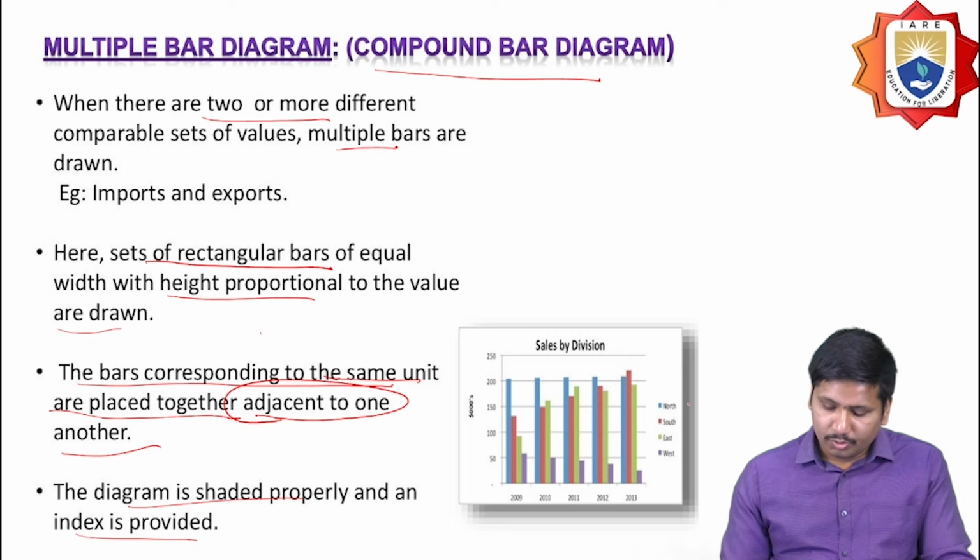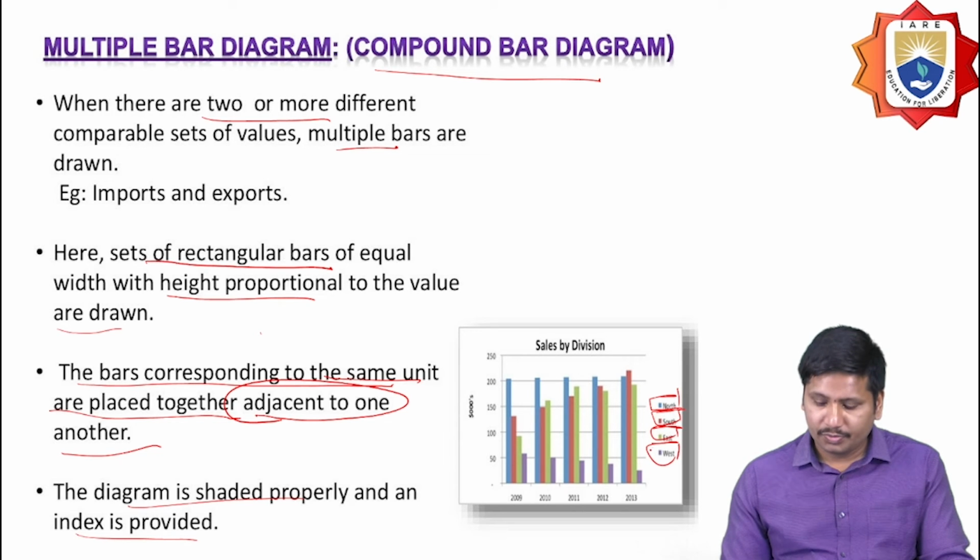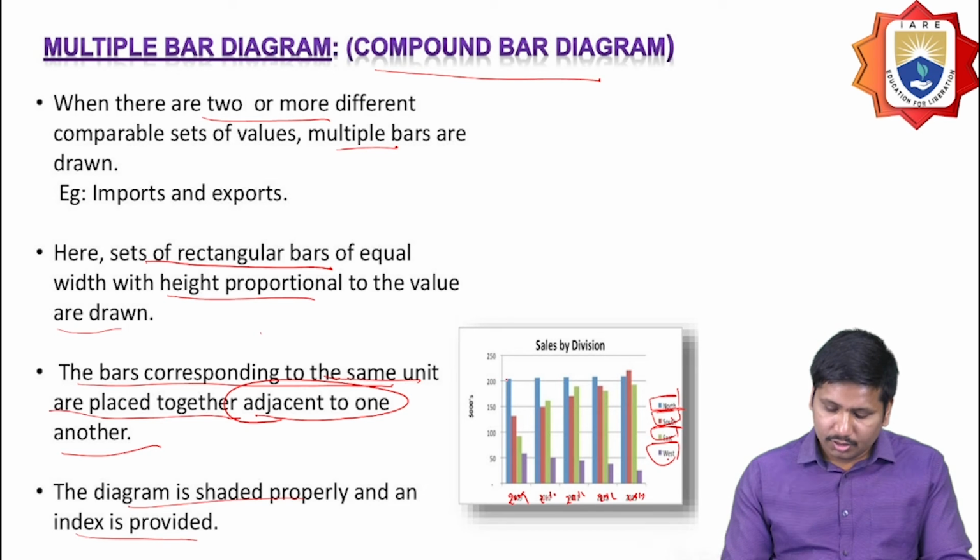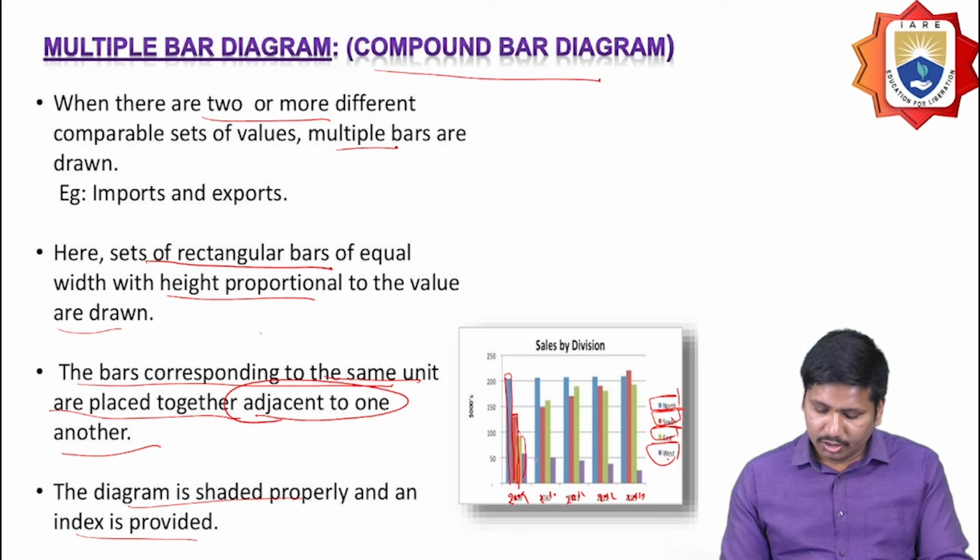Suppose I want to find out the sales in the north, south, east and west of India. I am representing blue for north, red for south, green for east, and purple for west. I want to find out the sales for 2010, 11, 12 and 13. So this is the percentage of sales in the north, this is the percentage of sales in the south, east and west.